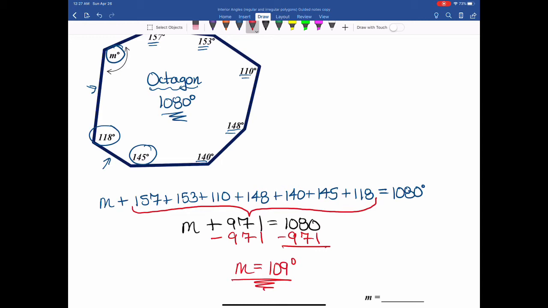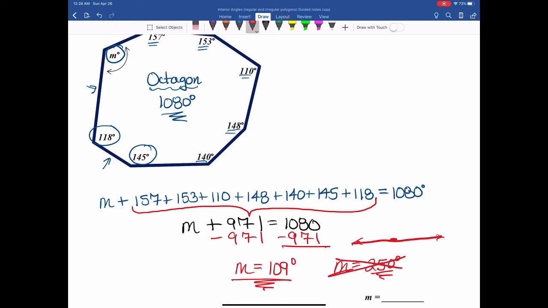I think sometimes when people do this, maybe they didn't add up the numbers right, and then maybe you got M equals 250. Well, that's greater than 180. That would be a reflex angle. Now, a straight line is 180 degrees, so I don't have any concave angles on this at all. So that wouldn't make any sense. So make sure your answers are making sense.